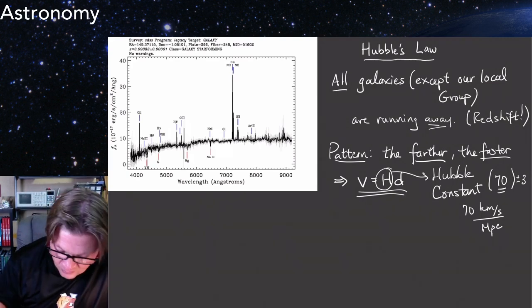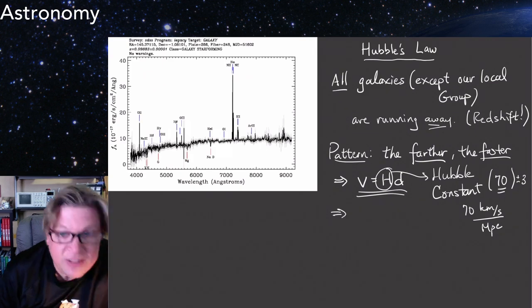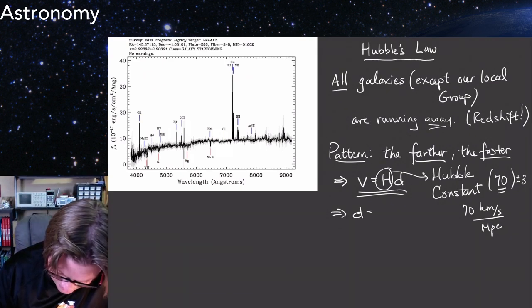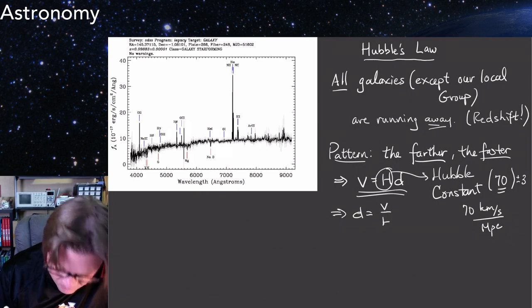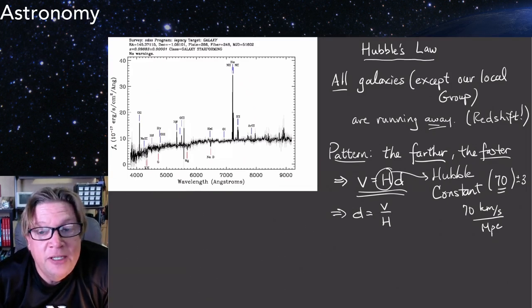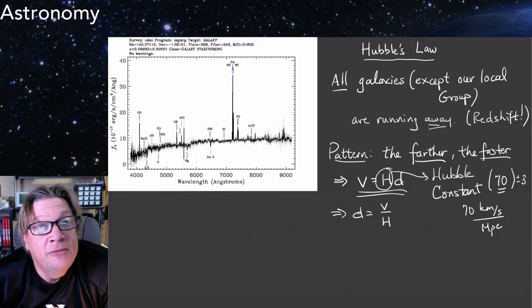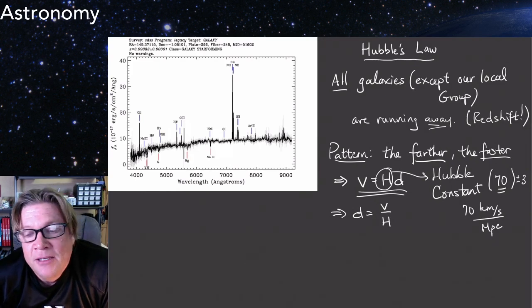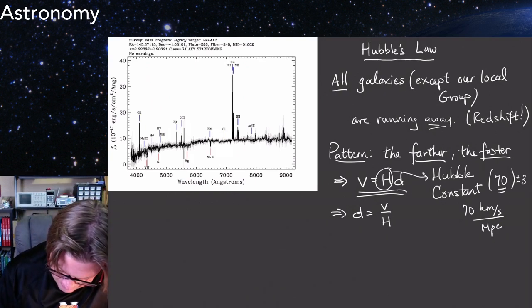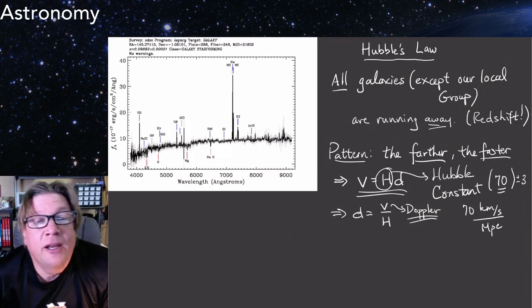First of all, what we're looking for is d, right? So let's do just a tiny bit of algebra. D is going to be v over H. We're looking for d. We want to know the distance to the galaxy. H we know. That's just 70. So how are we going to get v? It's actually really easy. We're going to get it from the Doppler effect.